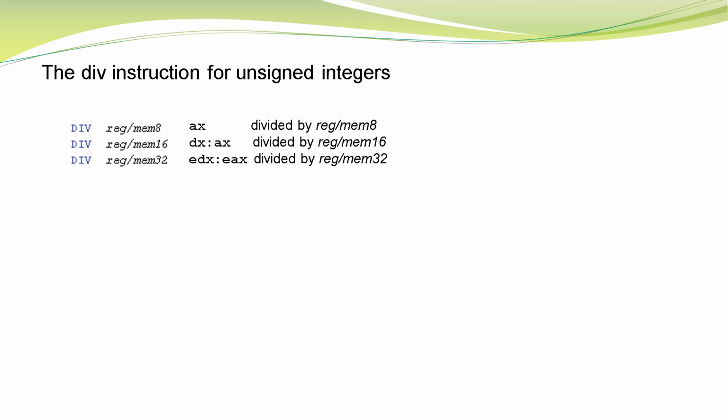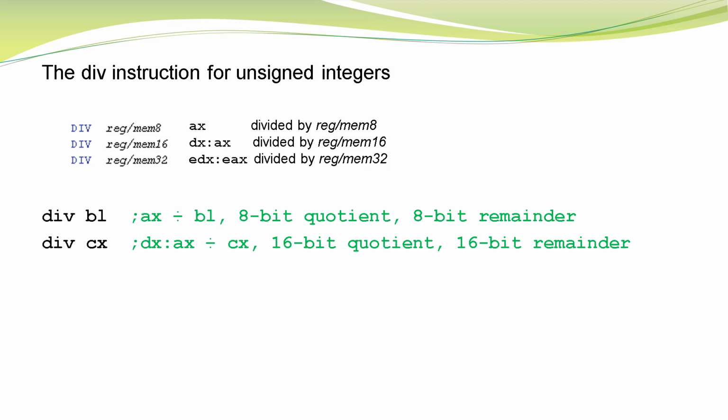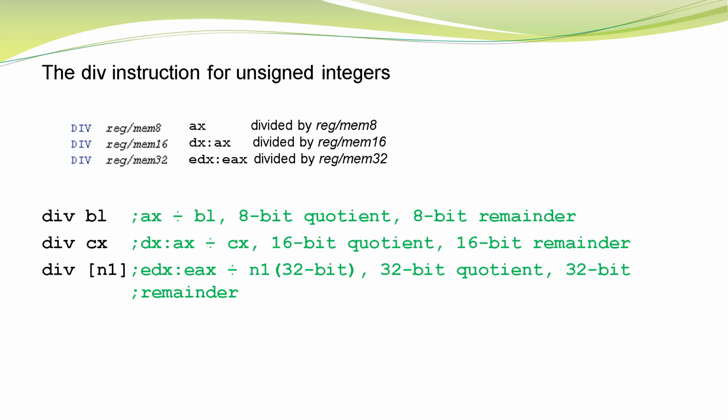So if I have divide BL, the assembler knows that I mean divide the 16-bit AX register by the 8-bit BL register. And divide CX, the assembler knows that I mean divide the 32-bit DX-AX register pair by the 16-bit CX register. And divide N1 means divide the 64-bit EDX-EAX register pair by the 32-bit N1 variable. Here's the same information in table form.